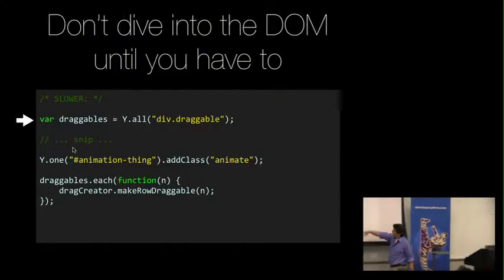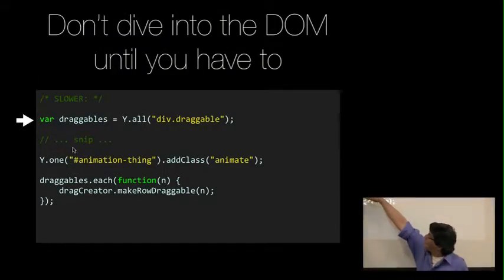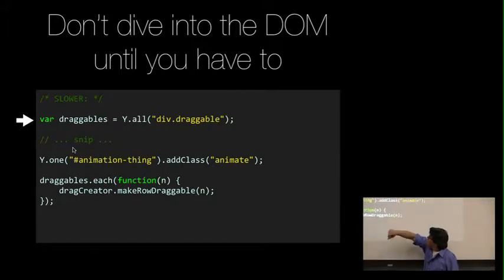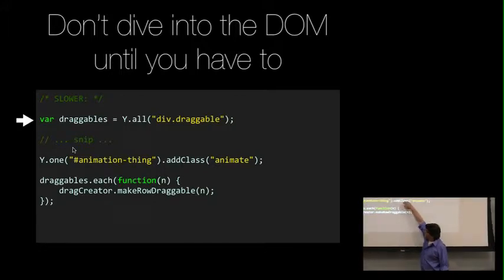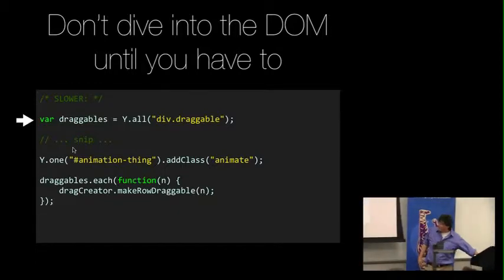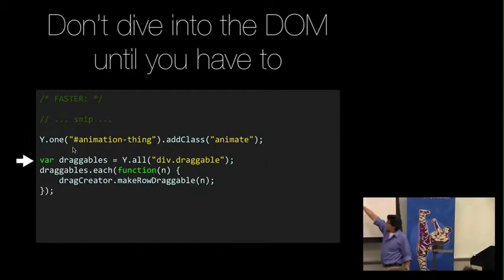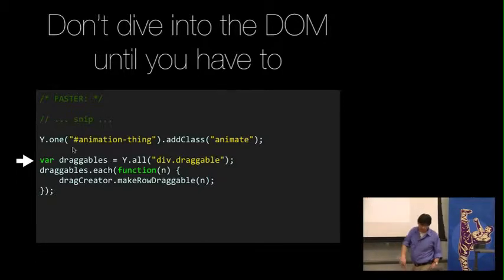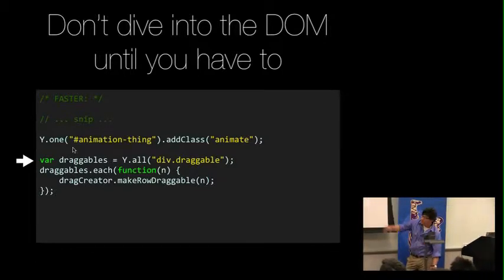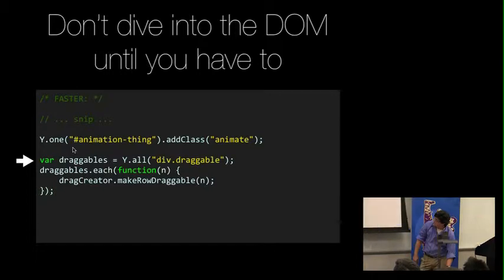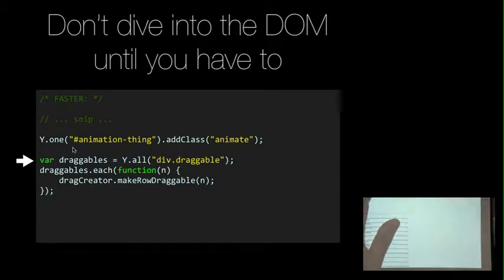Well, the first thing we can try is not diving into the DOM until we have to. So in this example, I'm getting all the things I'm going to make draggable, and then I'm going to animate the thing, and then I'm going to make them all draggable. But that's actually kind of bad, and you get a bit of a performance increase by just adding the animate here and doing the CSS query to get your objects afterwards.